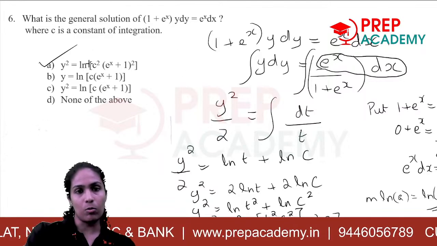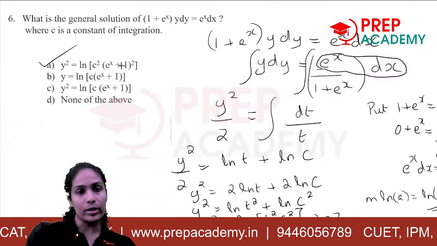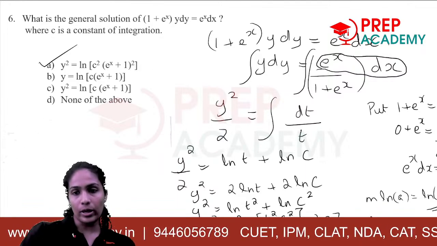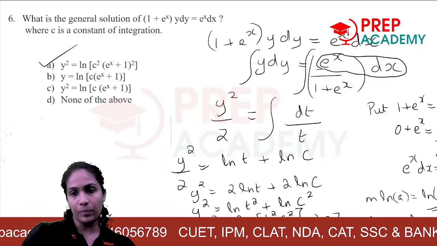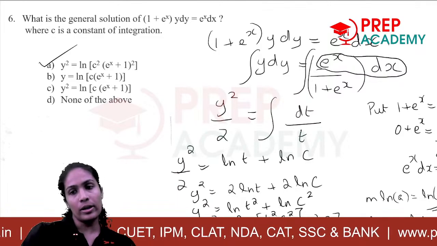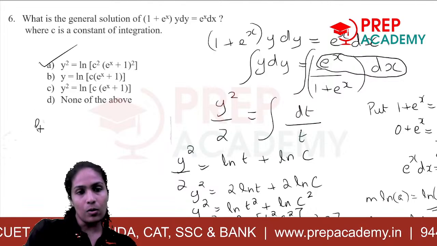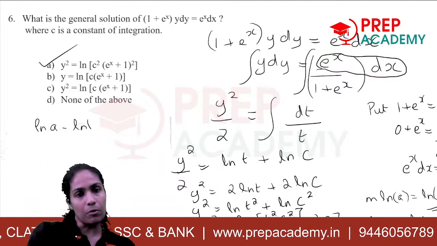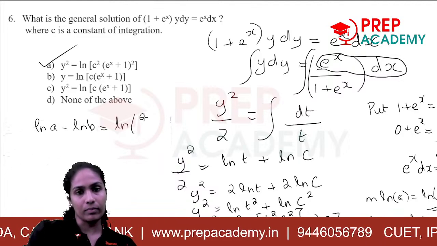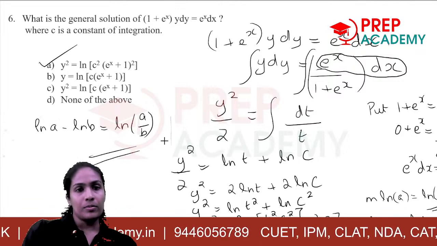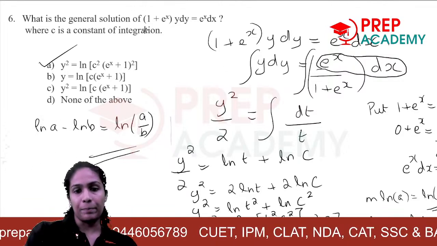This y square is equal to log c square into e raised to x plus 1 the whole square. Property used is log a plus log b is equal to log ab, and also remember this property, log a minus log b is equal to log a by b. Answer is option A.